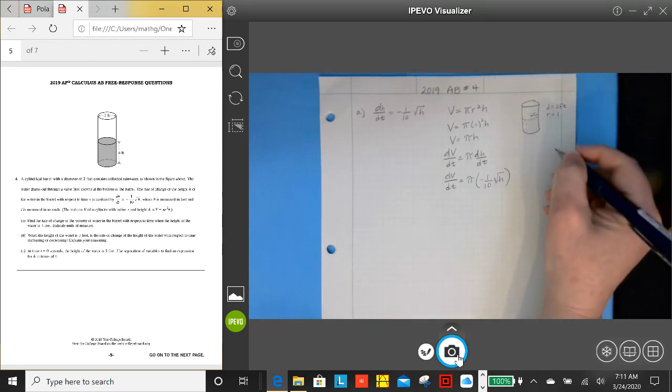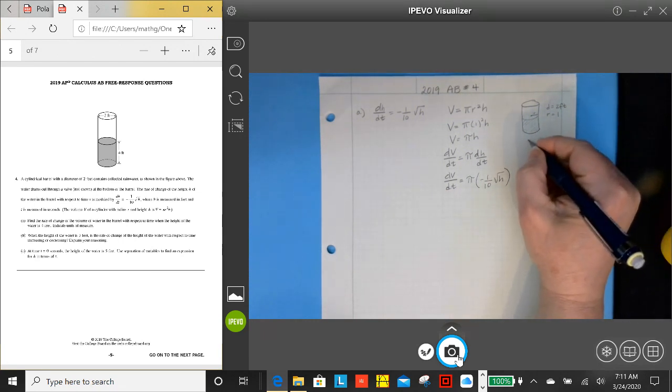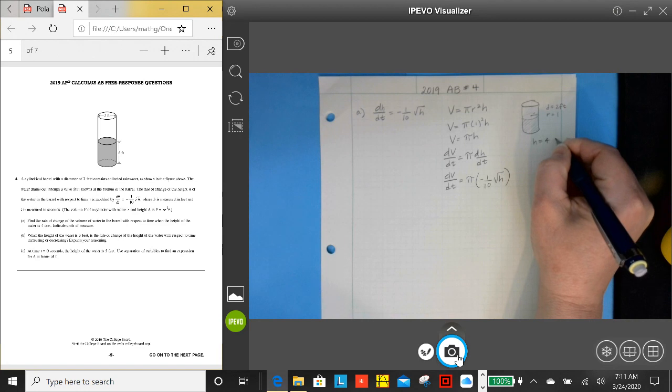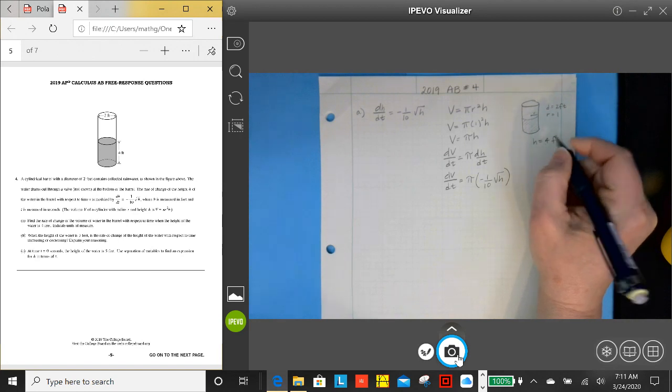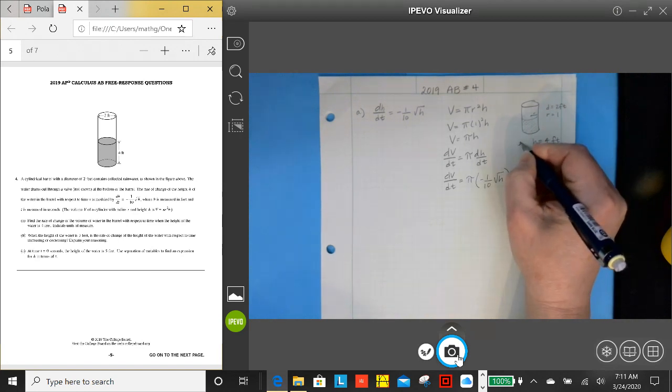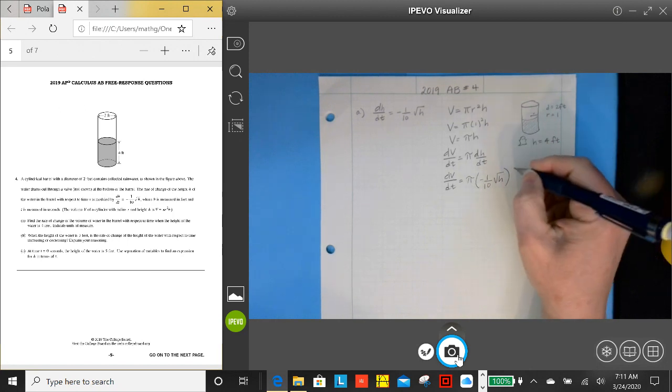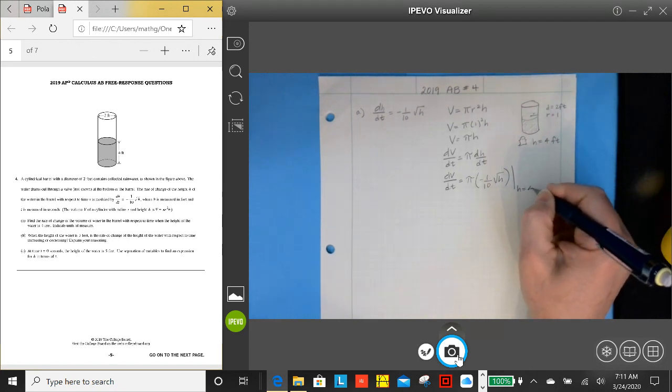And they gave me a Snapchat moment, right? What's a Snapchat moment? Well, they said that the height of the water is 4 feet. That's our Snapchat moment. And do I dare draw my little Snapchat guy here? I'm terrible at it, but there it is. There's my Snapchat moment. h is 4. So I'm going to say that h equals 4 here.